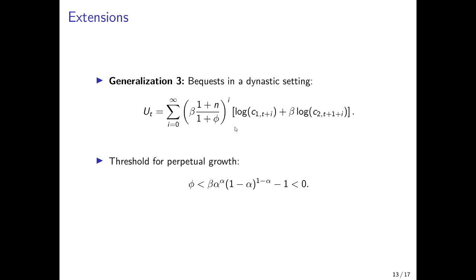And phi measures the extent of intergenerational altruism. So if phi is equal to 0, people are perfectly altruistic to their offspring, meaning that they treat their offspring as if they were themselves. And if phi is positive, however, they discount the utility of the offspring as compared to their own utility. Now what we find is that perpetual growth is possible in such a setting, but only if the intergenerational altruism parameter is actually negative. So that means that people value the utility of their children much more than they value their own utility, basically.